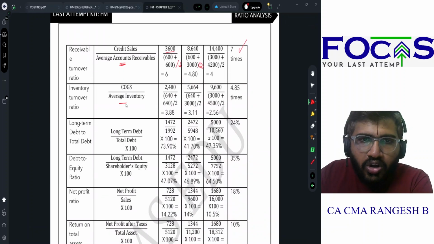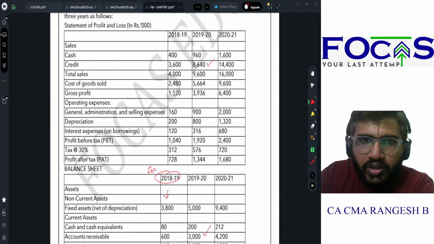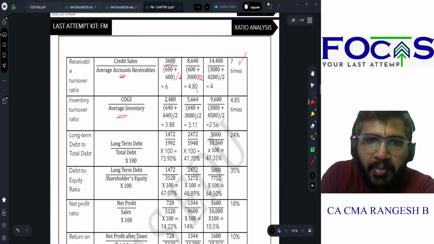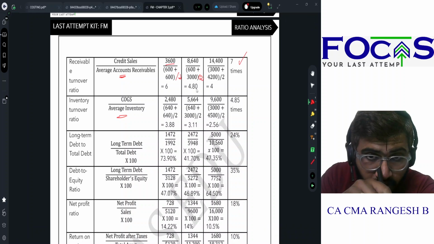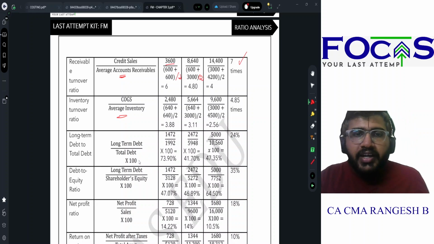Inventory turnover ratio, COGS by average inventory. COGS is given in the question. எங்க கொடுத்திருக்காங்க? இங்க கொடுத்திருக்காங்க. 2,480, 5,664 and 9,600 divided by average inventory. Once again, opening stock plus closing stock divided by 2. Industry average is 4.85. Long term debt by total debt.